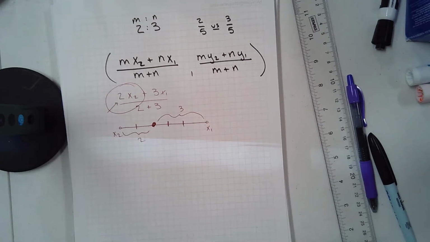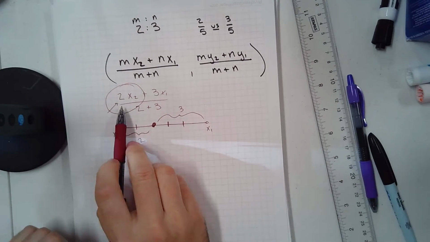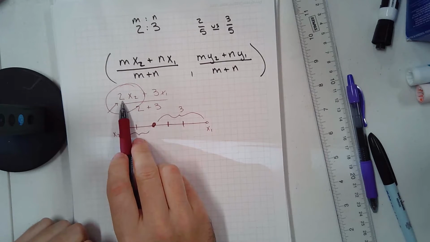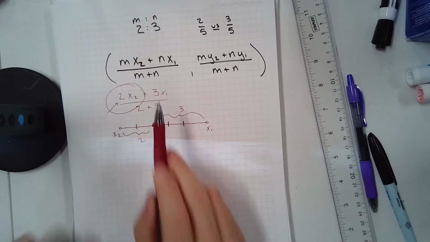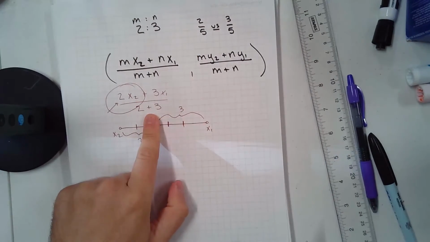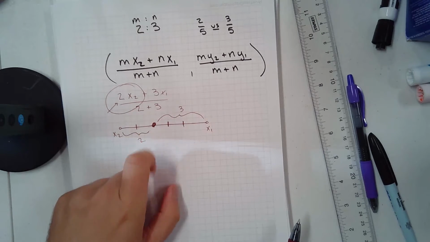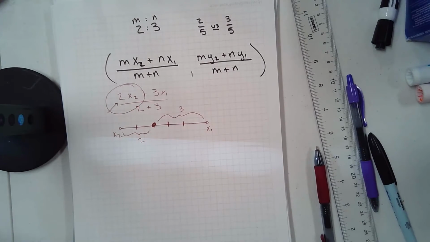All right, so here we are. So how many x's do we have here? Well, we have 2 x2s, right? And we have 3 x1s. How many x's is that total? 5 x's. So of course we divide by 5. That's the average, right? If we have 5 pieces, we divide by the number of pieces, right? That's the section formula, guys. That's really it.